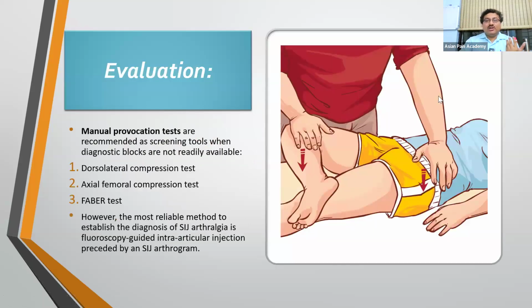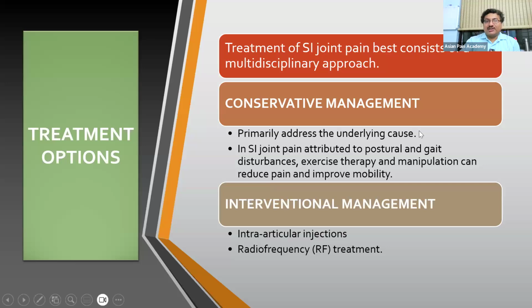In the evaluation part, there are multiple manual provocation tests, among which the FABER test is one. You can search online and see how to do it. It's a very simple technique. Just put the leg in the figure-of-four position and press over the knee while stabilizing the opposite side pelvis. If there is pain, it will be exacerbated. So it can be evaluated in this manner.